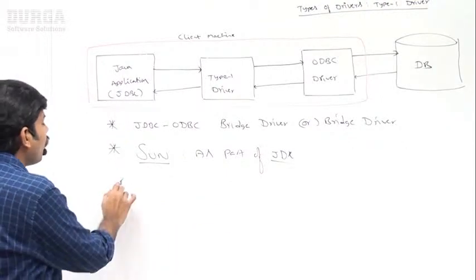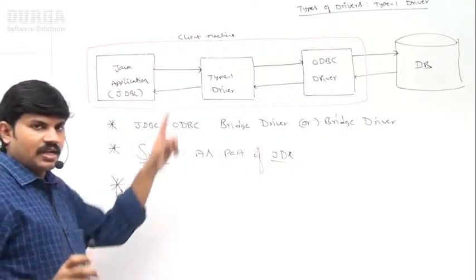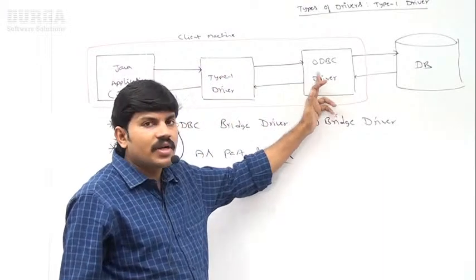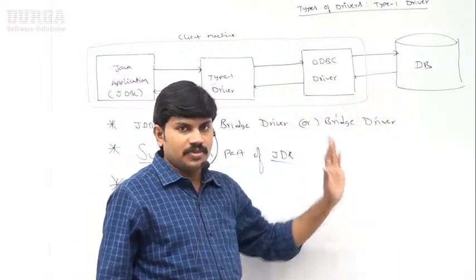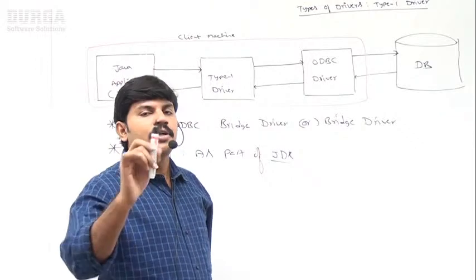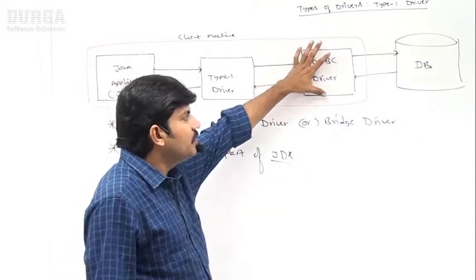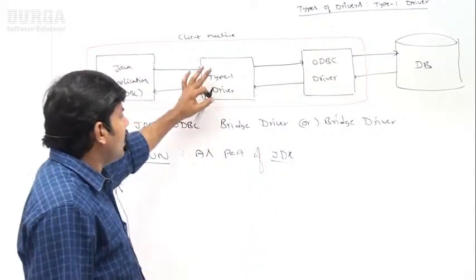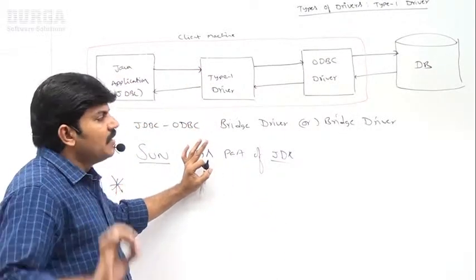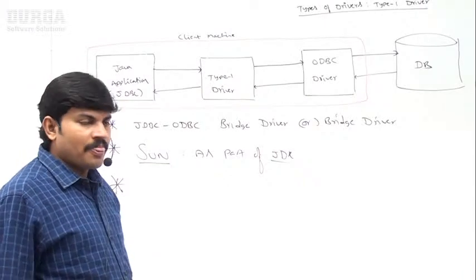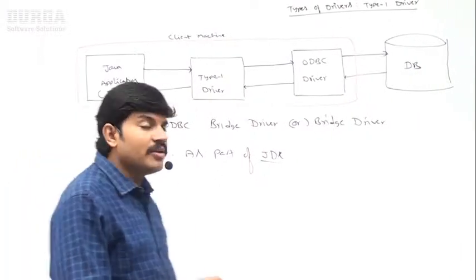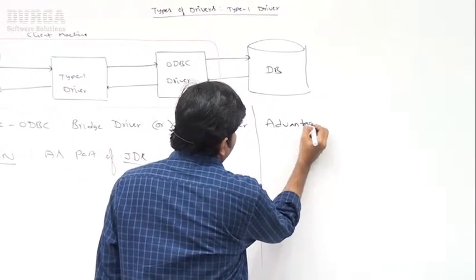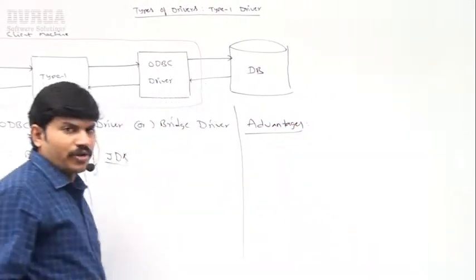Can you explain what is the functionality of the type 1 driver? It converts JDBC calls into ODBC calls. The ODBC driver converts ODBC calls into database specific calls. Internally, the type 1 driver uses ODBC driver support. Everyone can understand. That's all. This is about the simple architecture of the type 1 driver, right? Then for this type 1 driver, what are the various advantages? What are the various limitations? Just take a bit of special care. Now I will explain about the advantages, right?